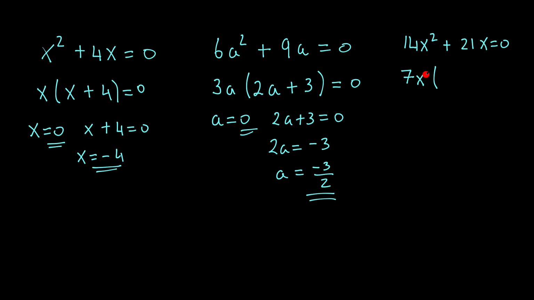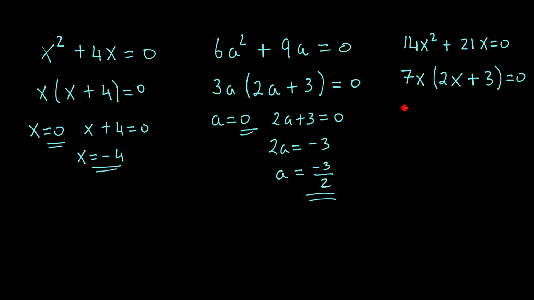So the next question I ask myself, 7x times what will give me 14x squared? So that would be 2x plus, and 7x times what will give me 21x? Of course that will be 3, because 3 times 7 gives me 21, and of course I've got my x there, and that would equal to 0.